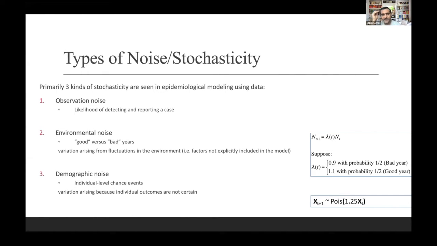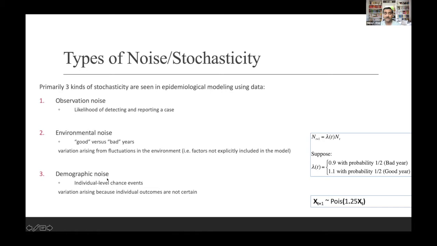Now, in the infectious disease community, there are three types of stochasticity that they talk about. One is what they measure in the data. When they measure the data, there is a measurement error, and they call it stochasticity. Another one is environmental, the climate factor, which is external to the model, called environmental noise or environmental stochasticity. That is modeled in this equation, for example, a simple model where lambda is a function of time, with different values with certain probabilities.